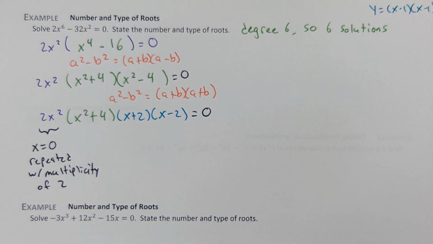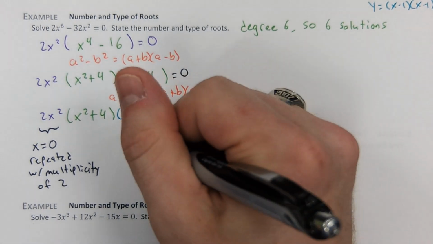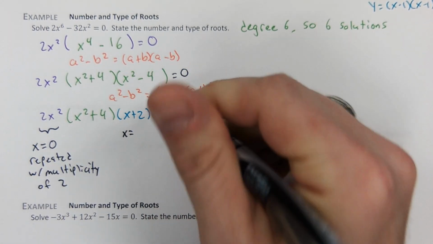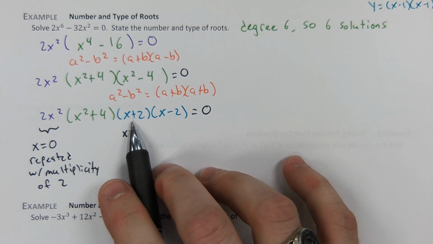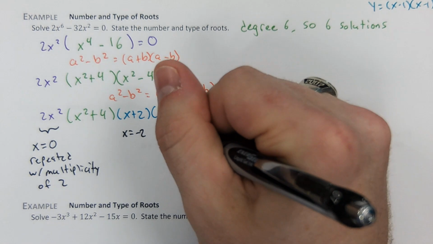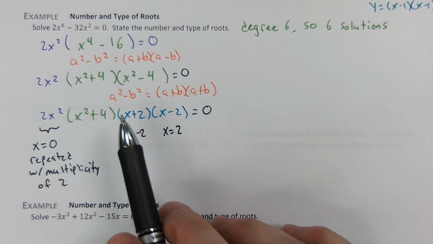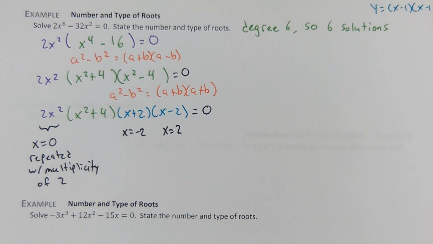Let's go for the next easy ones. These blue solutions are easy. What is this one's solution? Negative 2. And this one's solution? Positive 2. Those are just real roots, and clearly they're different numbers. The other 2, the last 2 solutions are going to come from x squared plus 4.